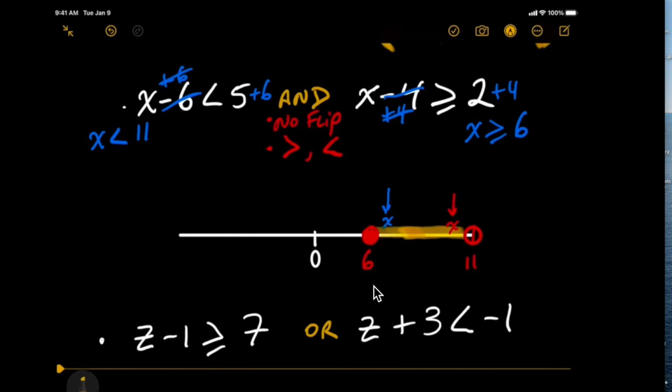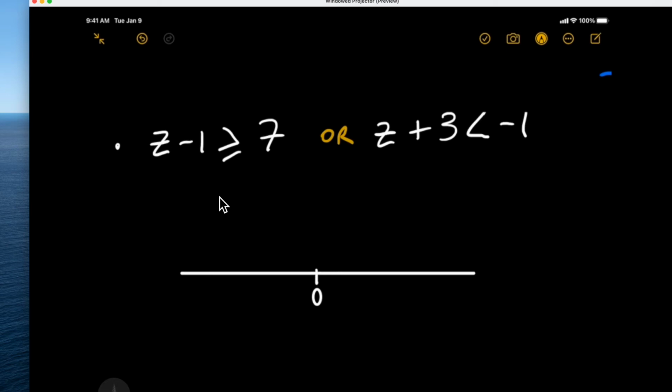Notice, we have a dumbbell. There was an AND problem, no flip of the signs. We had the variable less than something and the variable greater than something. Let's move on to our next compound inequality, and this is an OR problem.